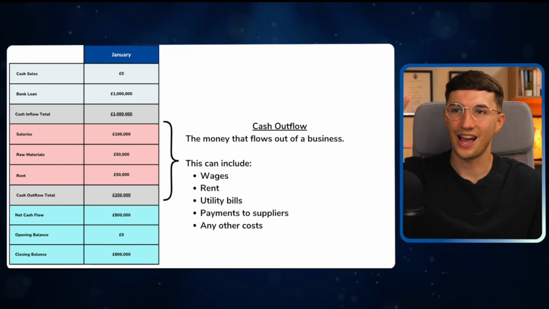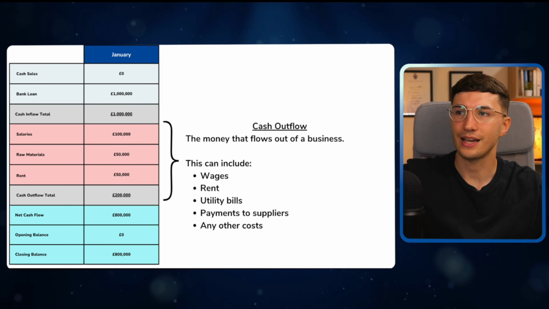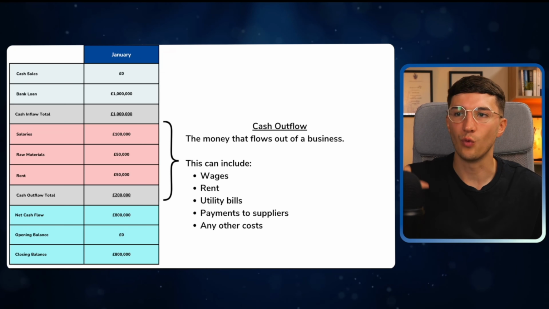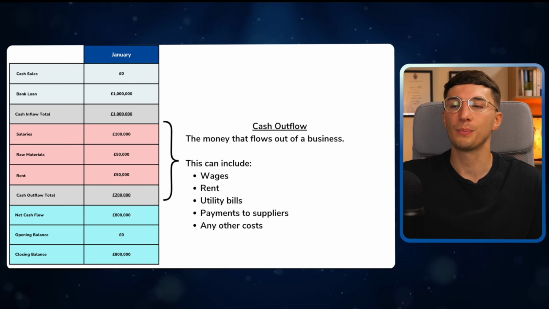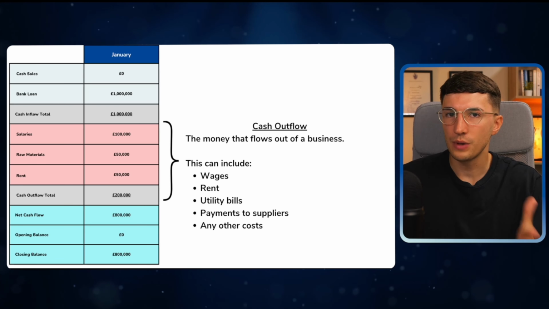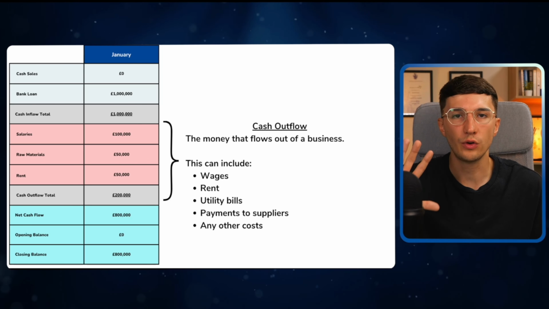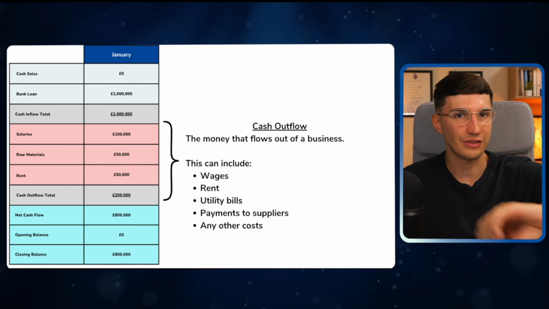Then we've got the cash outflows. That will be all the money flowing out of the business. And our cash outflows will include some of our expenses, such as our salaries, our raw materials, the rent we've got to pay, our utilities, payments to suppliers, and any other costs that the business has to pay. Now remember, just because we have a cost of the business doesn't mean we've paid that cost yet. We only record it as a cash outflow as soon as we've paid, as soon as we've transferred that money.